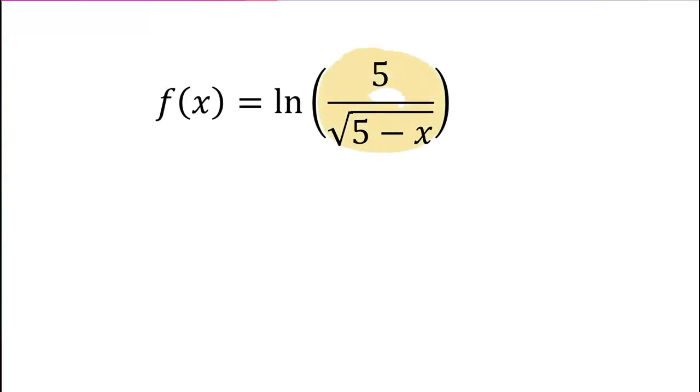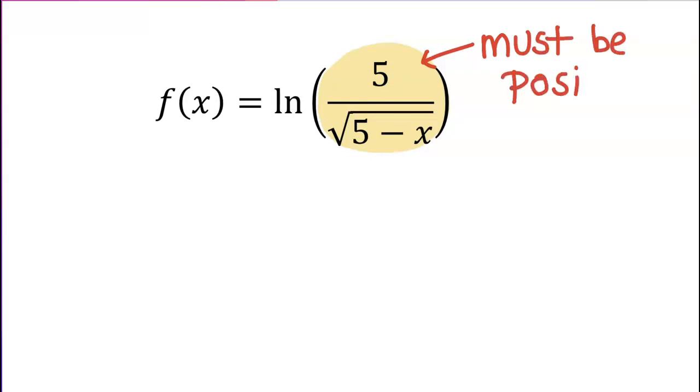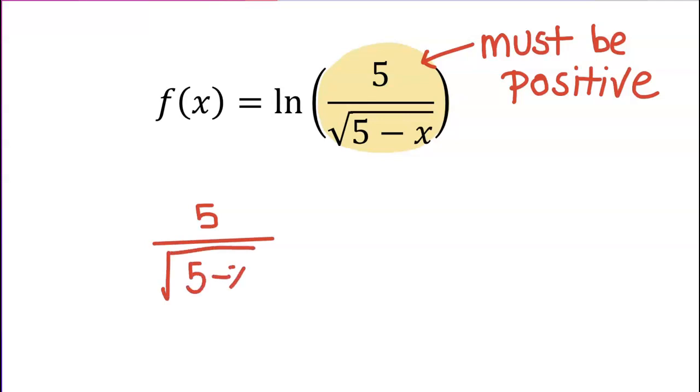I am highlighting 5 over square root of 5 minus x in yellow, and make a note that this log argument must be positive. Log argument can never be equal to 0 or negative. So what you're going to do to start this problem is set that 5 over square root of 5 minus x greater than 0. Okay?